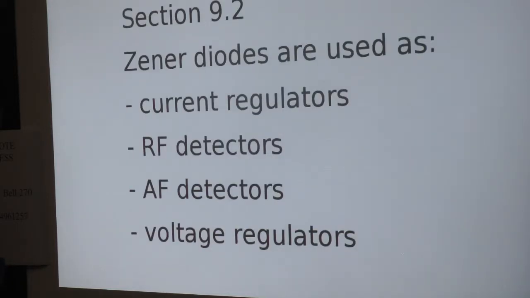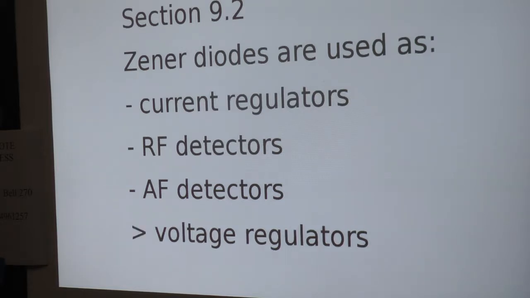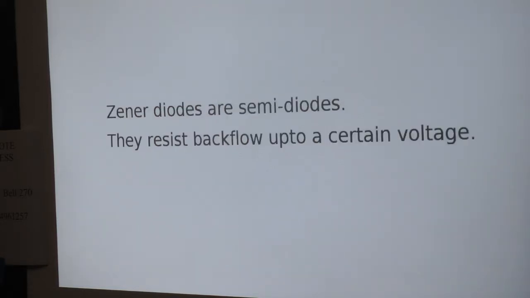Zener diodes are used as current regulators, voltage regulators. So Zener diodes, you have to think of them like semi-diodes. It's a bad way to describe them, but they resist backflow just like a diode does, but you can safely break past a certain point and it'll let electrons flow in the opposite direction at a particular voltage.